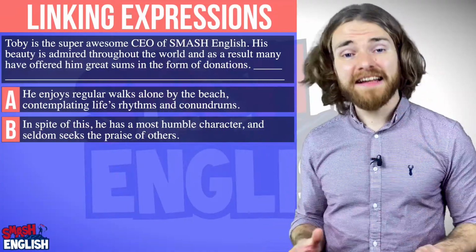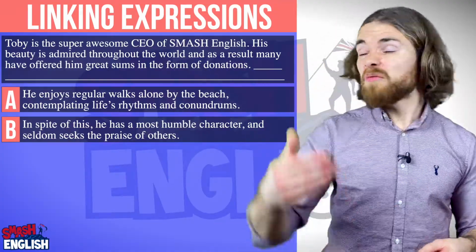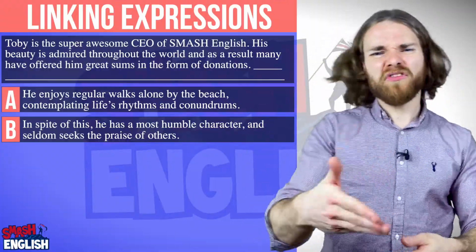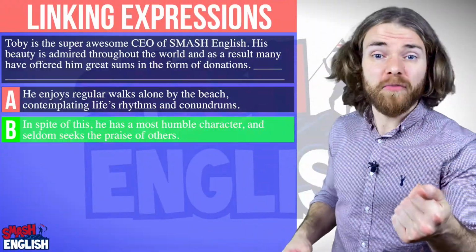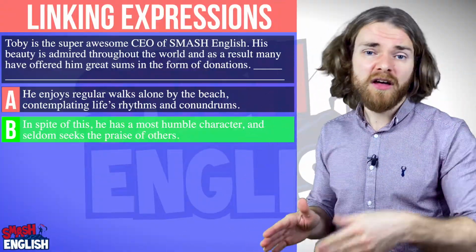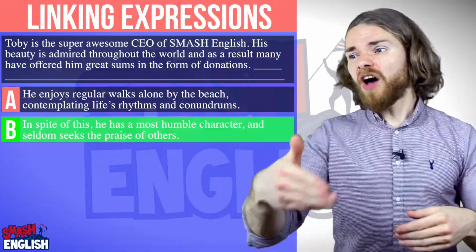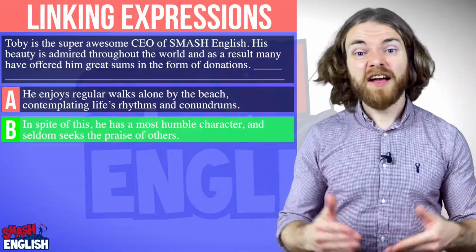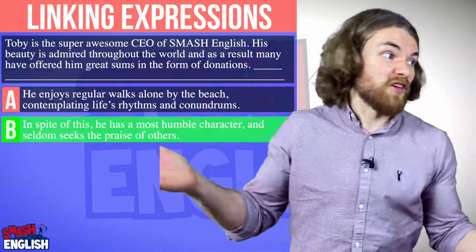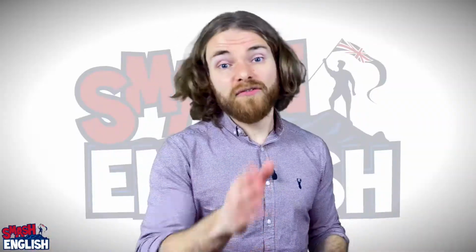A could technically be correct here, because he refers back to Toby. However, it doesn't logically flow from the preceding sentence. B talks about how humble he is, and he refers back to Toby. And the contrast is that Toby is humble, despite the fact that people give him gifts and that he is very beautiful. Obviously. So yeah, look out for linking expressions.